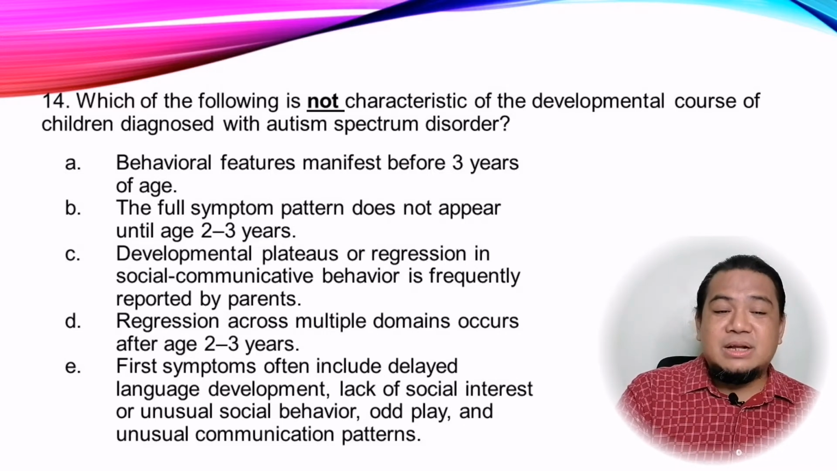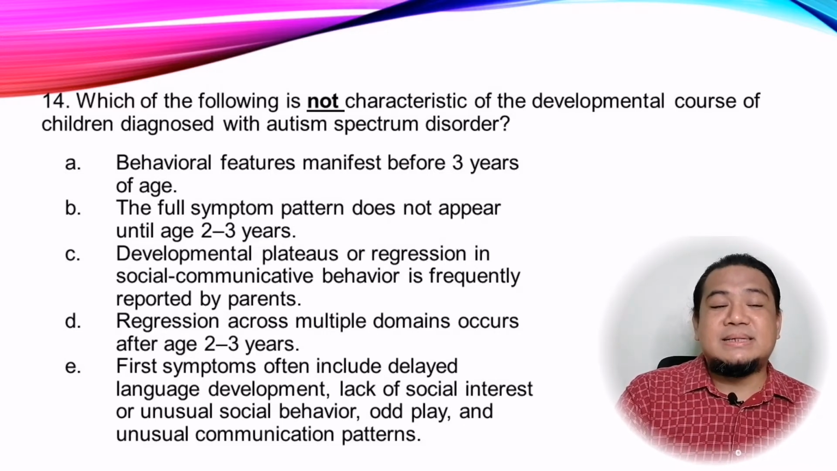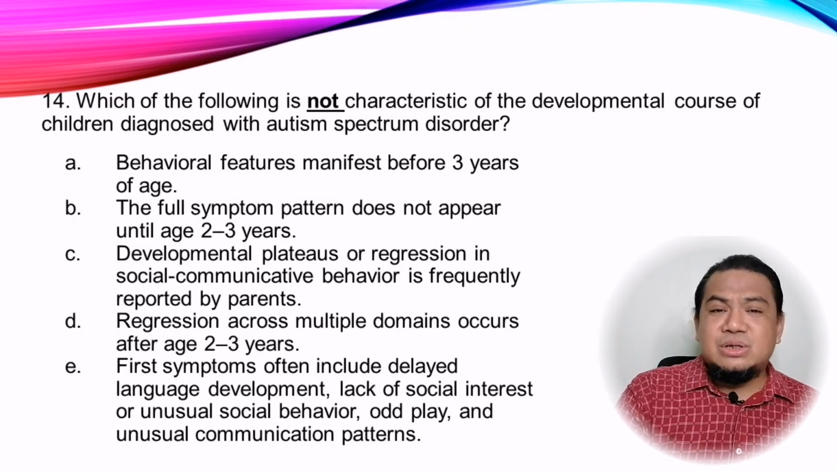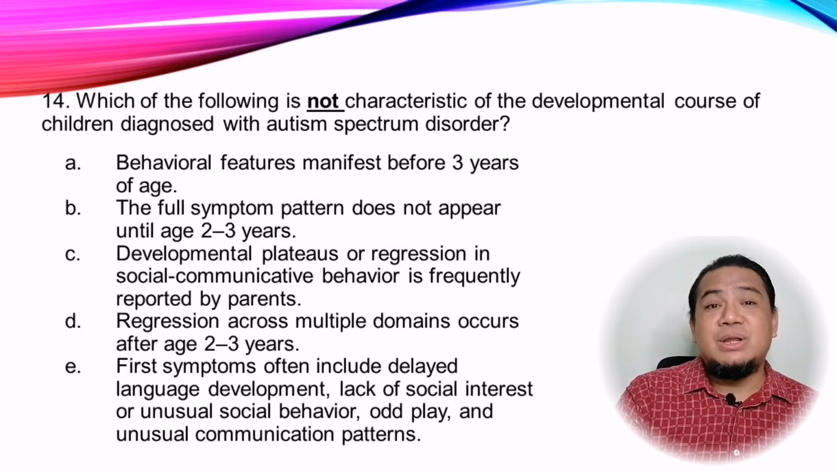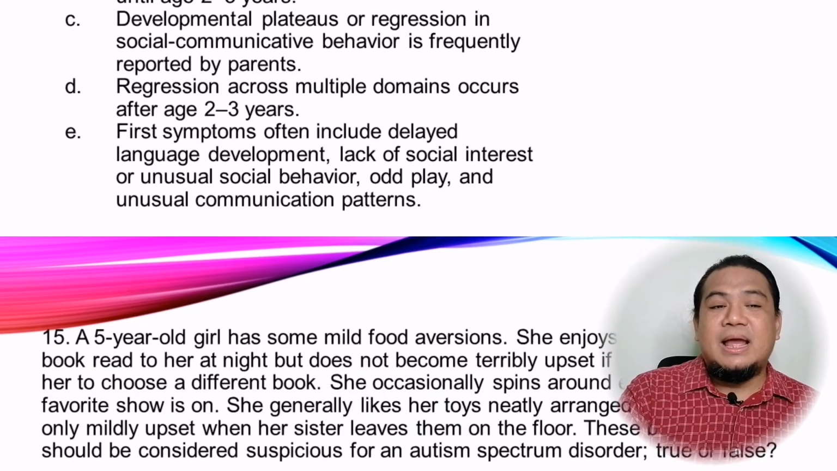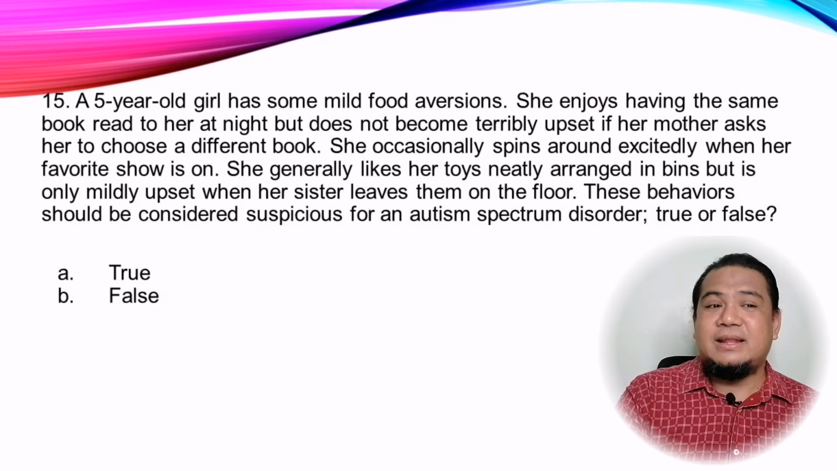letter D, regression across multiple domains occurs after age 2 to 3 years, and letter E, first symptoms often include delayed language development, lack of social interest, and unusual social behavior, odd play, and unusual communication patterns. And last, number 15.